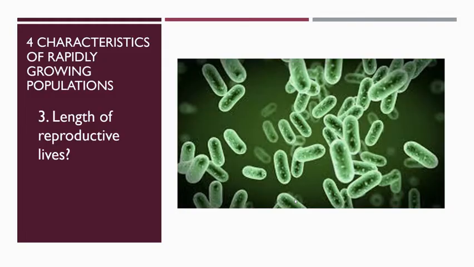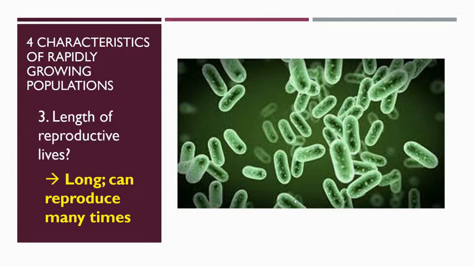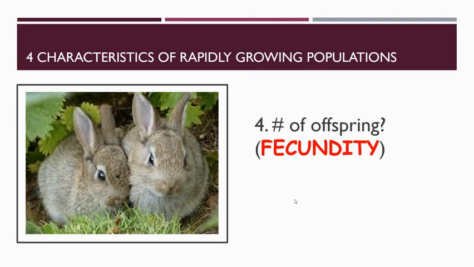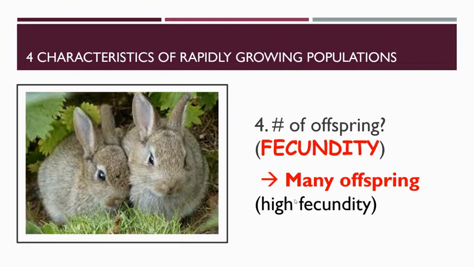The length of reproductive lives. So populations that grow fast have individuals that have long amounts of time that they can reproduce. So you have some animals that can reproduce many times, and so their length of reproduction is quite long. Finally is the number of offspring. There's a word for this called fecundity. So organisms that have lots of offspring, their populations grow more rapidly. So many offspring results in a high fecundity.